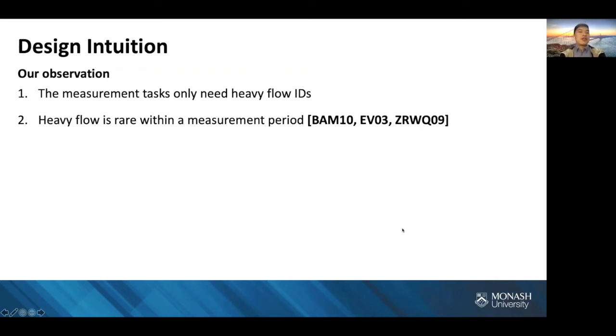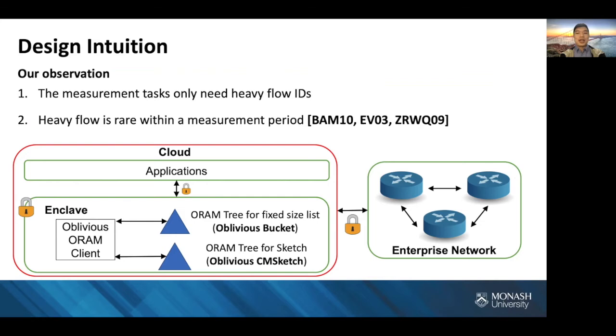Specifically, we find that the measurement task only requires the ID of heavy flows. Moreover, heavy flows are actually rare in each epoch. Thus, we propose to use a fixed-size list, which we call OblivSketch, to keep the heavy flow IDs and sizes, while we use the sketch to keep the size of light flows only. This will noticeably save memory cost in the enclave, and we can put both the list and the sketch within the enclave. We also design an oblivious ORAM client, since the client is now also on the server side, and we don't want the adversary to run a side channel attack against it.